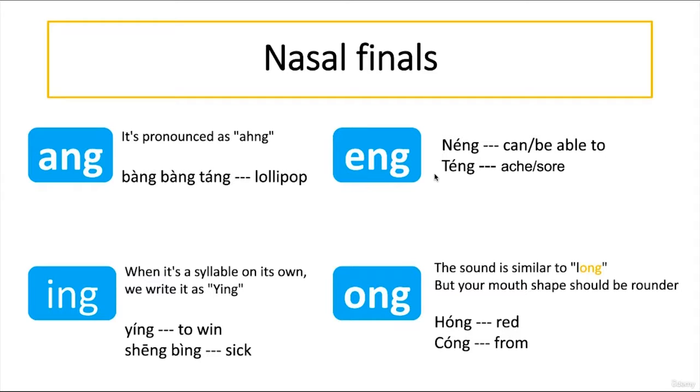For example, 能 means can or be able to. 疼 means ache or sore. The next one, ing, is pronounced as 应. When it's a syllable on its own, we write it as ying. It doesn't change how we pronounce it. It just changed the way we write it. For example, 赢 means to win. 生病 means sick.